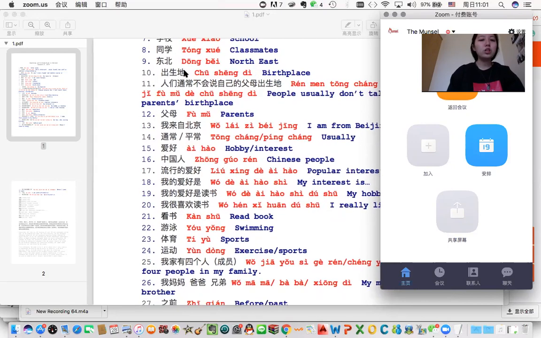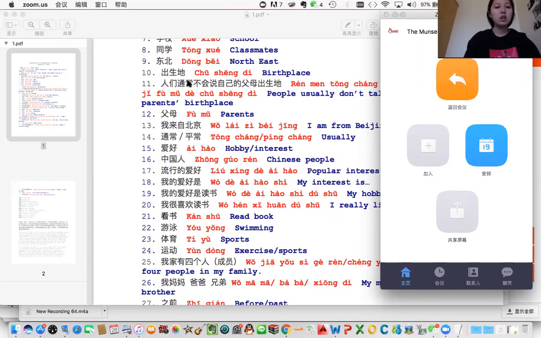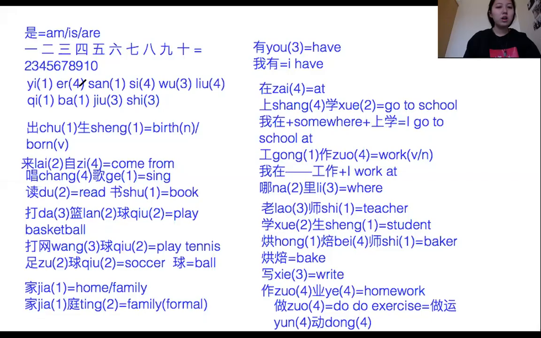And 出生地 is birthplace. 出生 means birth and it also means born. So it has two meanings, birth and born. So 出生地 is birthplace.